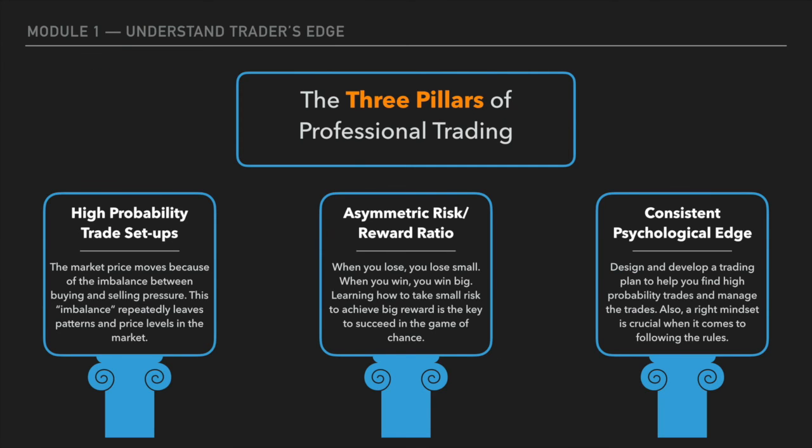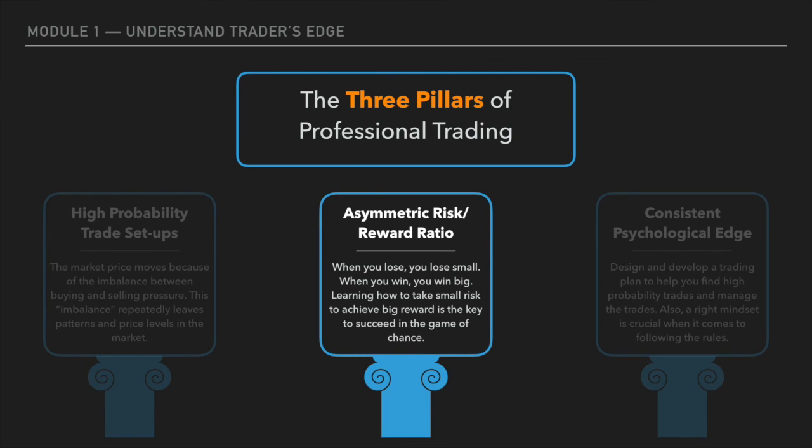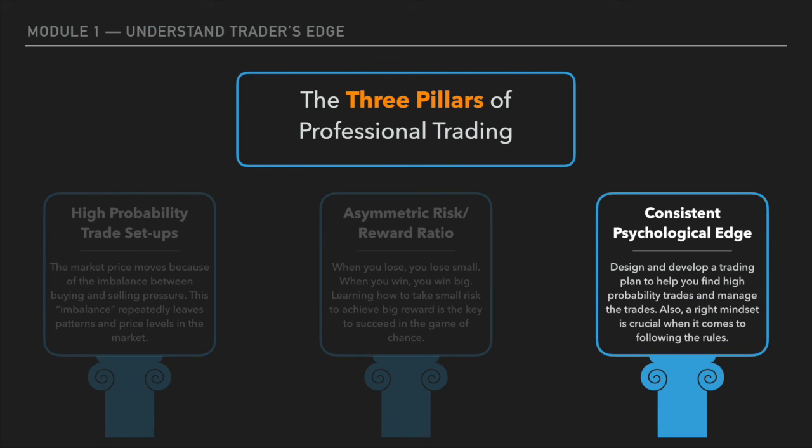And this leads us to the 3 pillars of professional trading. First, you need to have a trading system that helps you to find high probability trade setups. In this course, we will teach you the exact techniques on how to find those trade setups with statistical edge. Second, you need to have an asymmetric risk to reward ratio, meaning you lose small, and when you win, you win big. Learning how to take small risk to achieve big reward is the key to succeeding in a game of chance. And third, you need to have a consistent psychological edge to support your trading execution.